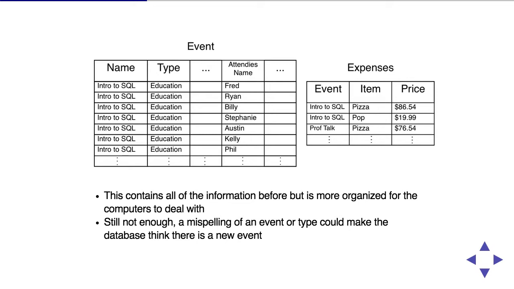There's also NoSQL, which lacks that objective. It's a little more flexible, but also less consistent. So it's one data type for each column. These tables contain all the information, but it's not very easy for computers to deal with. We still need to work on this a bit more. If you misspell an event, all of a sudden we have some weird event going on that nobody knows about.